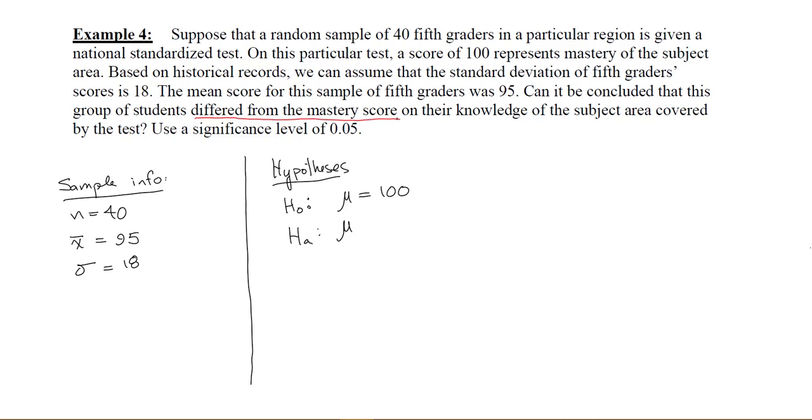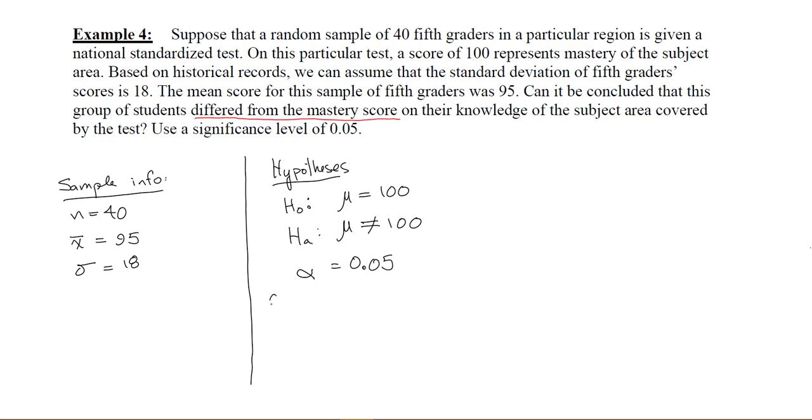So if it said is higher than the mastery score or is lower than the mastery score, then that would tell me I had a one-tailed test. But since it doesn't seem to be steering me in one direction or another, then that means that I have a two-tailed test. So my alternative hypothesis will simply be mu is not equal to 100. And here with the hypotheses, I usually write down my alpha as well. And so my alpha is going to be what? 0.05. That's my significance level.